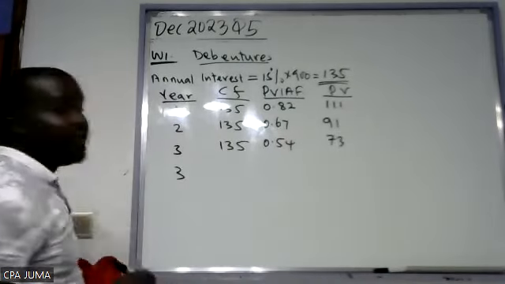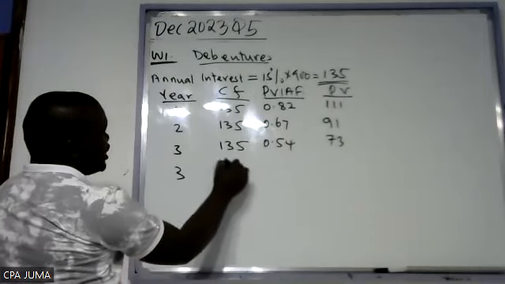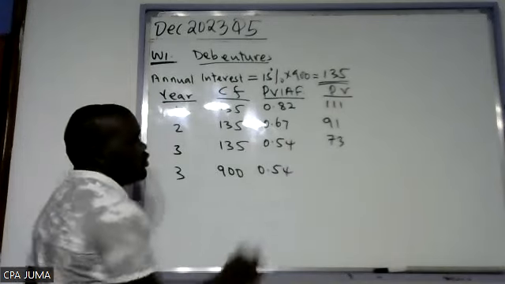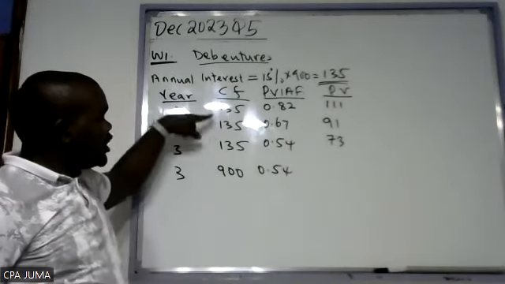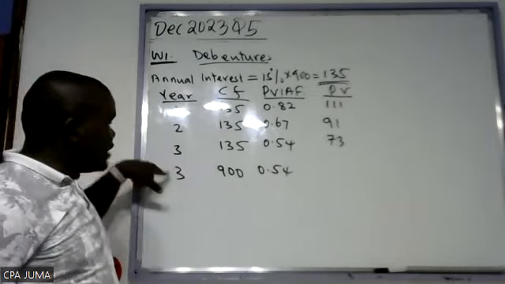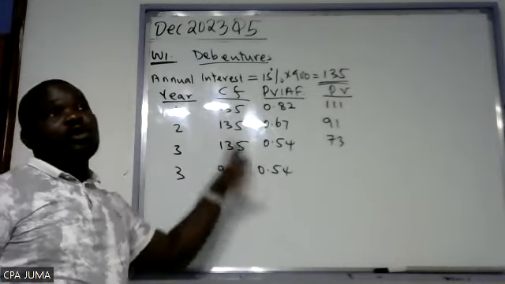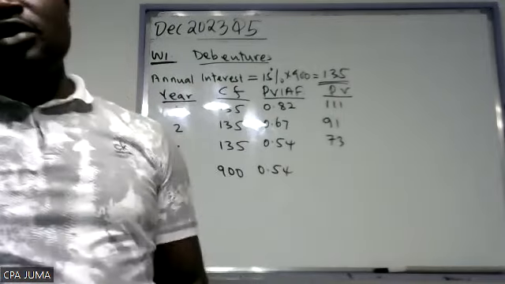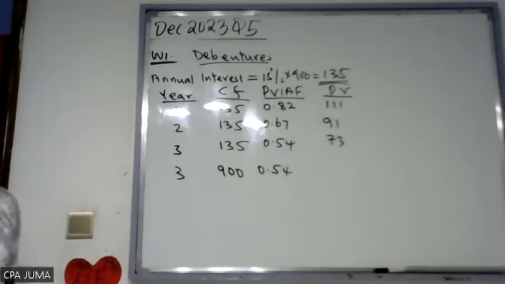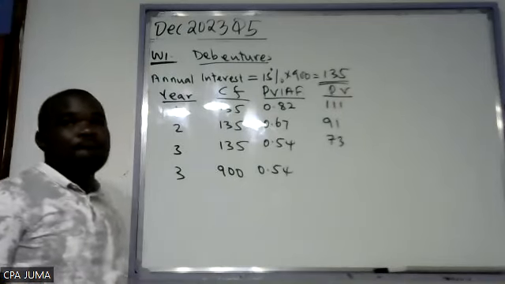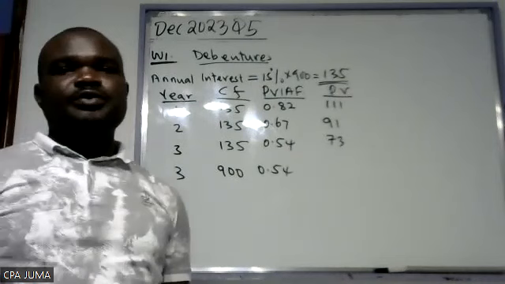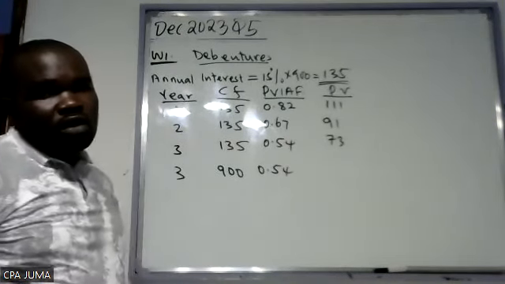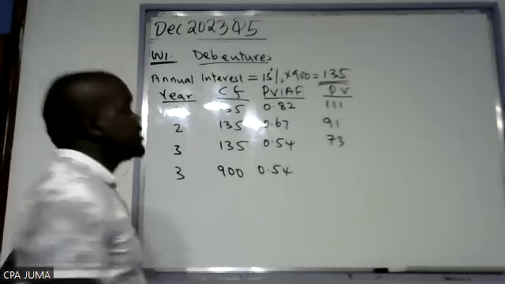And then year 3 is the redemption. It was 900. So year 3 is points. Redemption now, the principal. This was interest. Then the same year 3, there is the 900 for the principal. So this by this, what do you get? That one comes to 486.